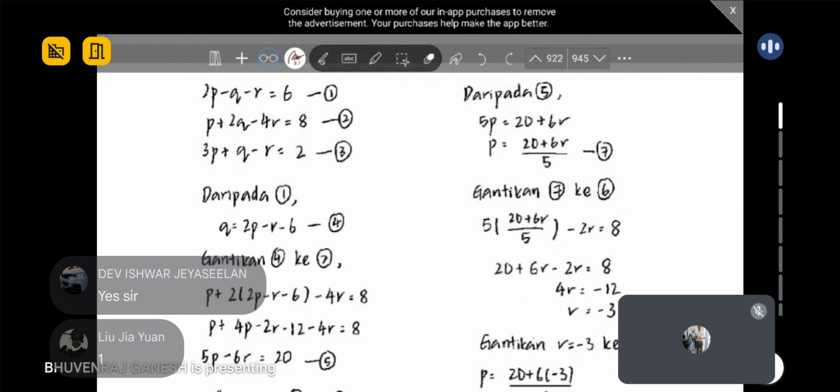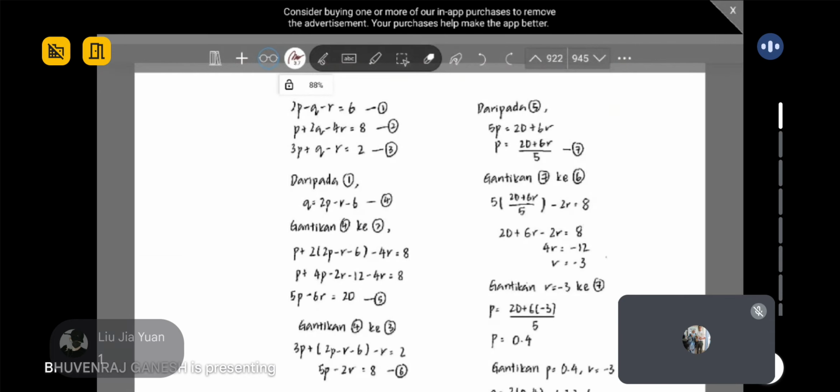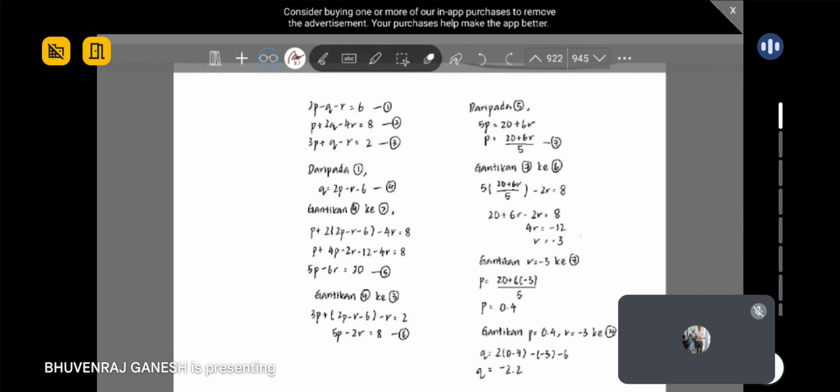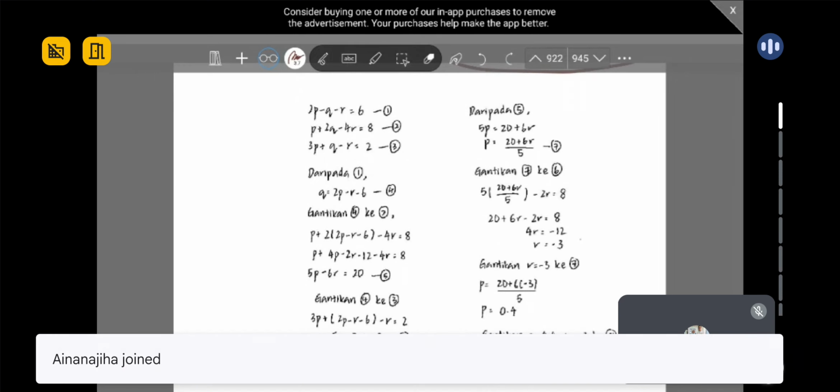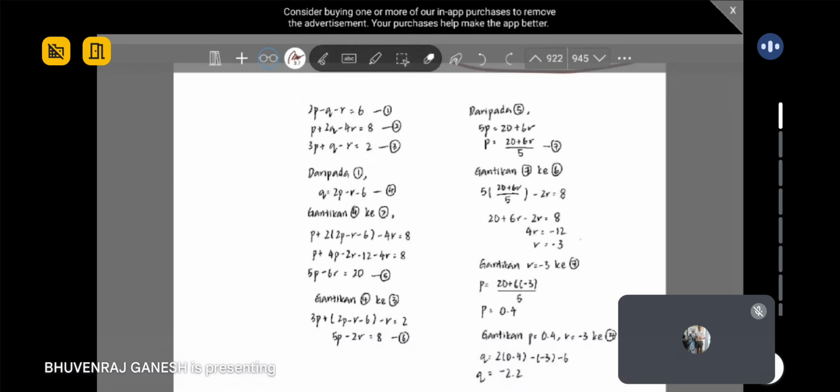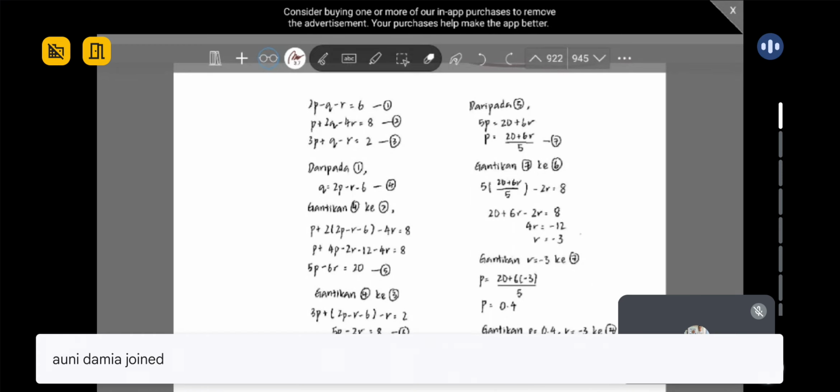So this is another method that they show over here on how to solve the question. You can see this one also. This one they are using substitution, guys. Kaedah penggantian. So this is the example for the substitution method.